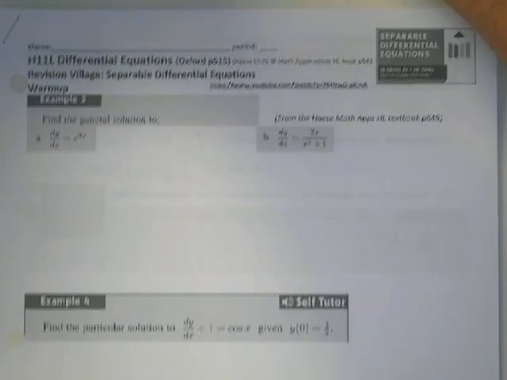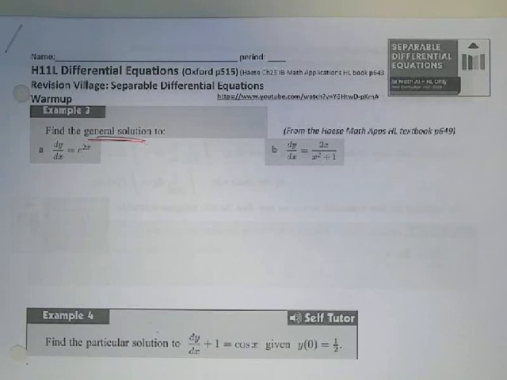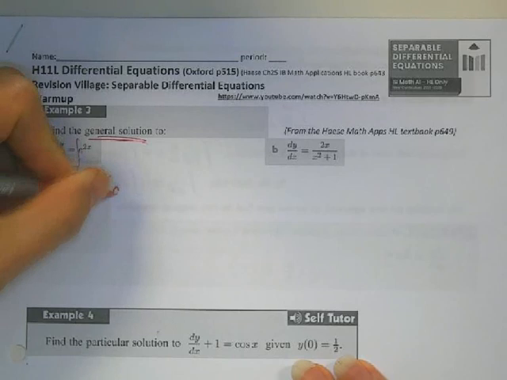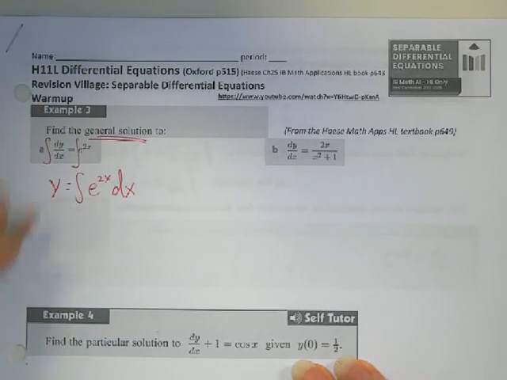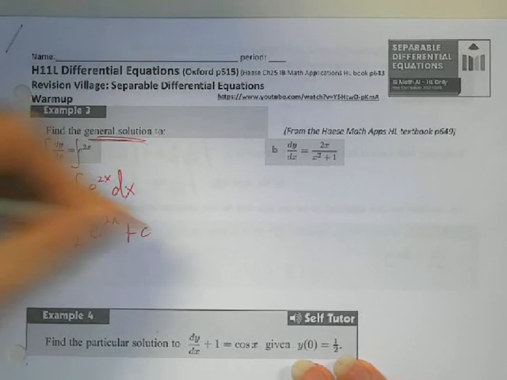Okay, today we're going to talk about differential equations. So first, to warm up, we're trying to find a general solution. In order to find the general solution, I need to take the integral of both sides. So the integral of dy/dx is going to give me y, and the integral of e to the 2x dx gives me 1/2 e to the 2x. And then don't forget the plus c.